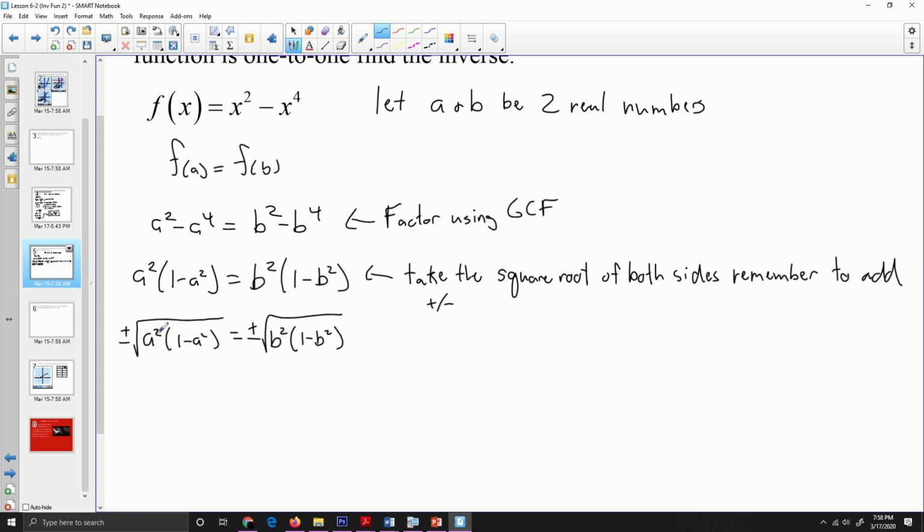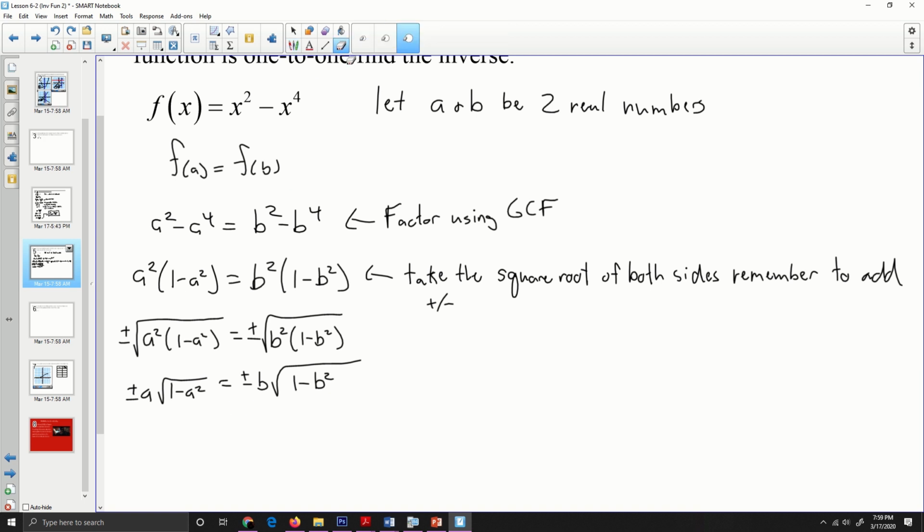And so I can take the square root of a squared. The square root of a squared is just a. Now because of the subtraction here, and square root is essentially an exponent, I cannot distribute exponents across addition and subtraction, so I have to leave that square root of 1 minus a squared. Same thing over here. So I got plus or minus b square root of 1 minus b squared.